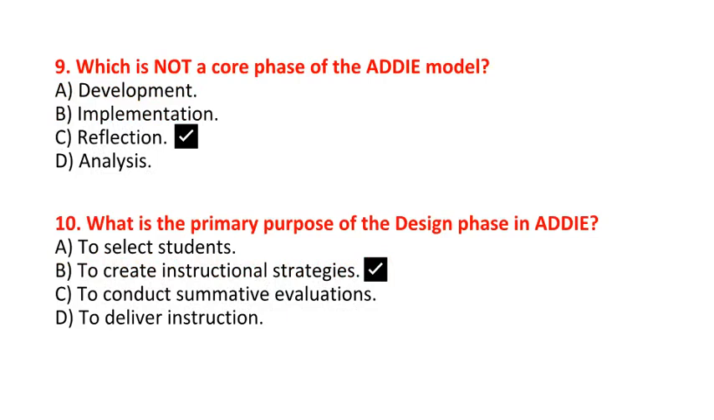9. Which is not a core phase of the ADDIE model? A. Development. B. Implementation. C. Reflection. D. Analysis. 10. What is the primary purpose of the design phase in ADDIE? A. To select students. B. To create instructional strategies. C. To conduct summative evaluations. D. To deliver instruction.